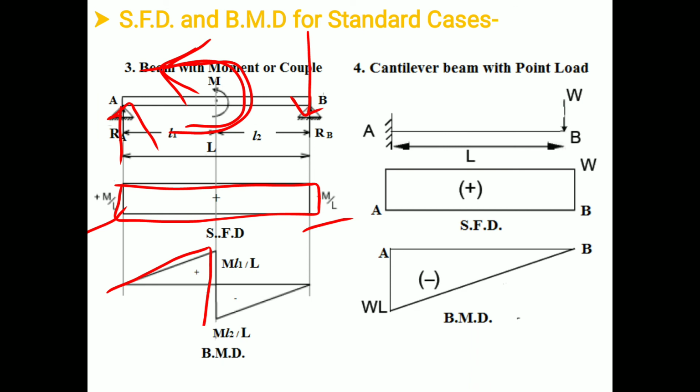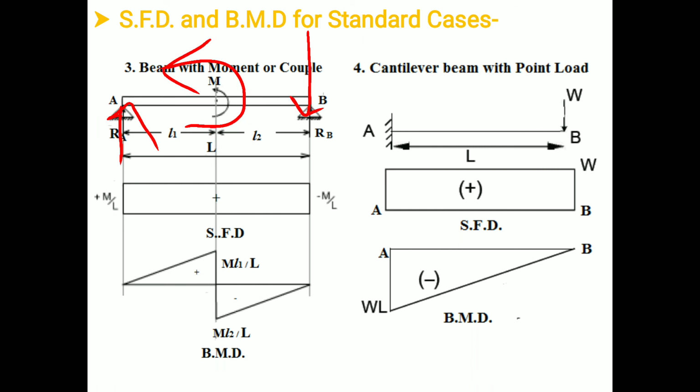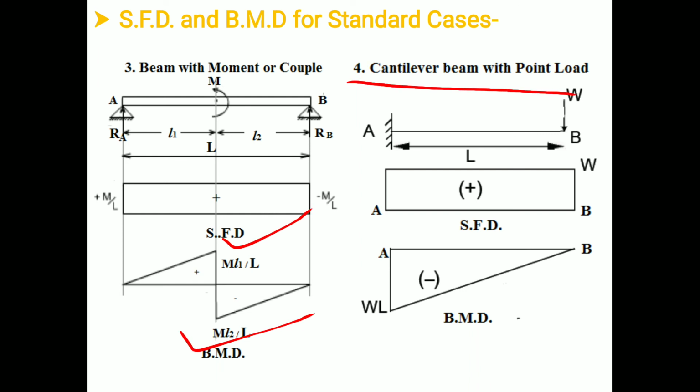whereas the bending moment diagram is given in this way. Means at M we have to take the moment, therefore M upon L into L1 will become ML1 upon L over here and ML2 upon L over here. And next we will discuss the cantilever beam with the point load.